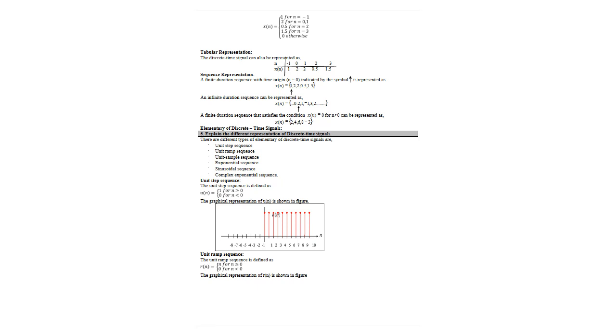Next, unit ramp sequence. The unit ramp sequence is defined as r of n is equal to n for n greater than or equal to 0, and 0 for n less than 0. So the graphical representation of r of n is shown in the figure.